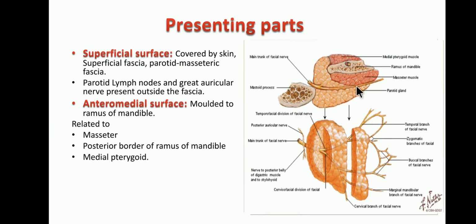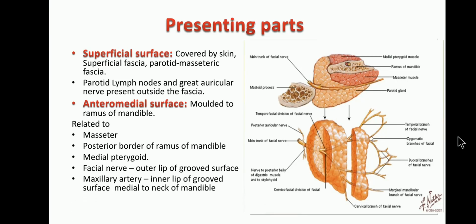The facial nerve actually crosses the outer lip of this surface. We will come to the course of the facial nerve at a later part of this class. The facial nerve enters the gland from the posteromedial surface, but it is seen on the outer lip of this grooved surface. Whereas the inner lip of the grooved surface will be related to the maxillary artery, one of the terminal branches of the external carotid artery. So that is about the anteromedial surface.